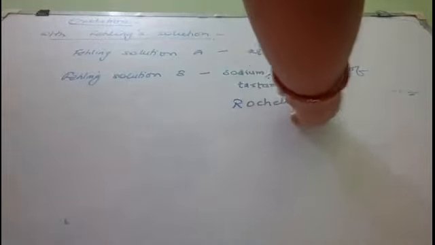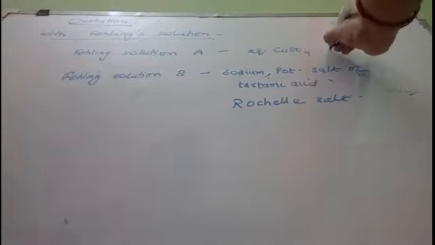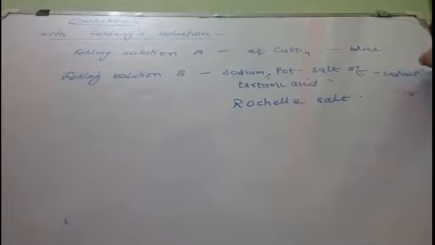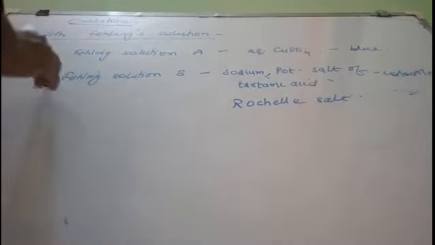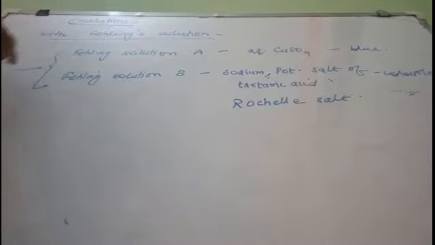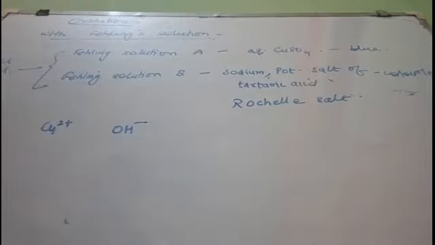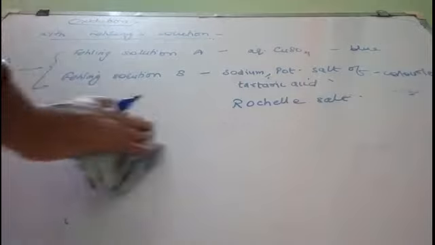It is also known as Rochelle salt. Sodium potassium salt of tartaric acid is also known as Rochelle salt. This is blue in color and this is colorless. When you mix both of them, the resulting solution is Fehling solution, and it contains cupric ion and hydroxyl ion. Got it? So let us write the reaction.